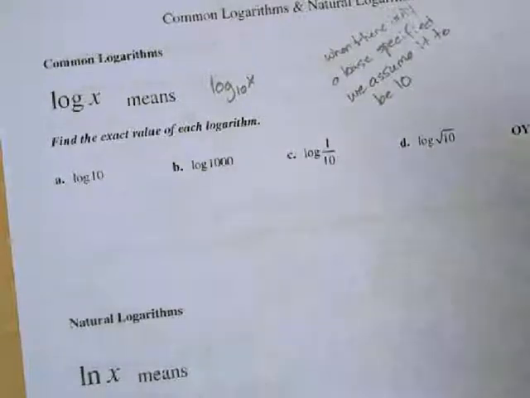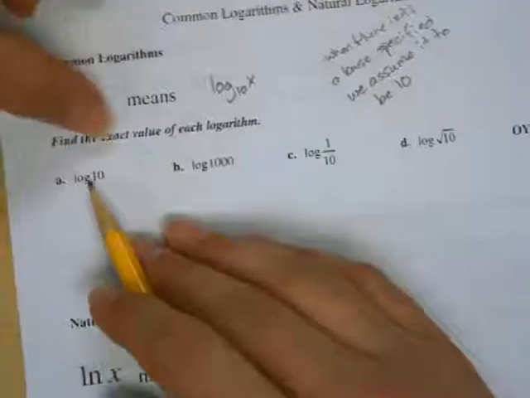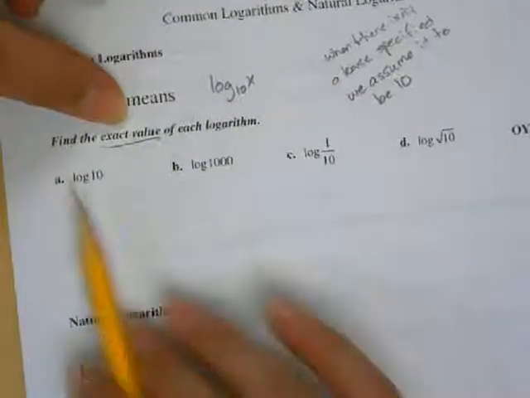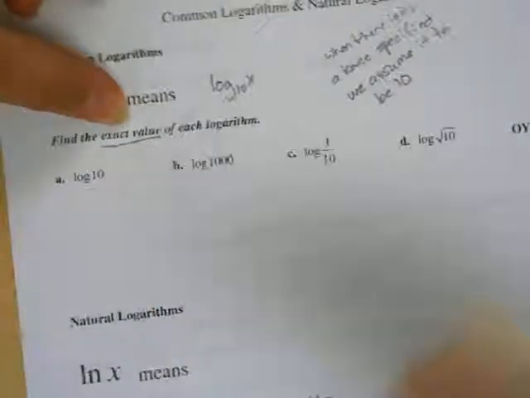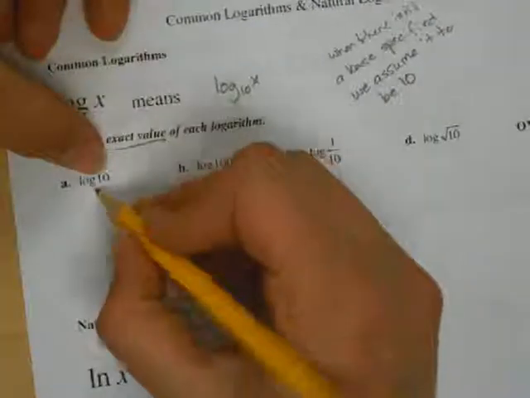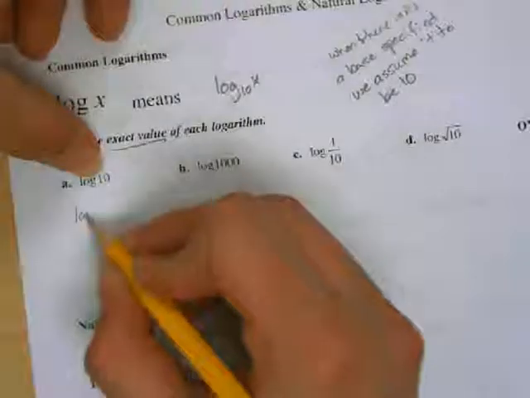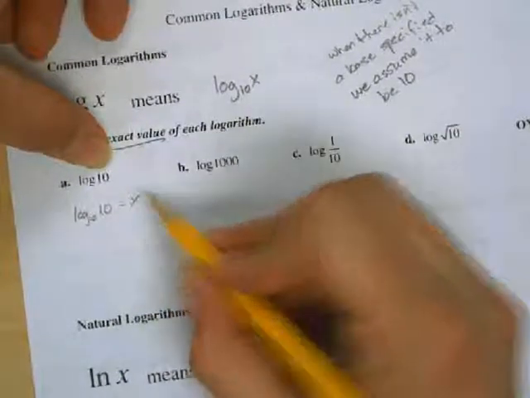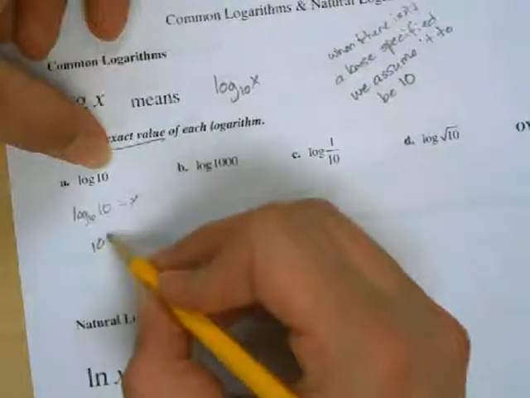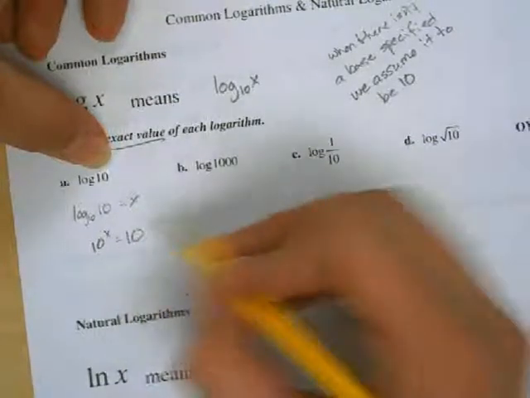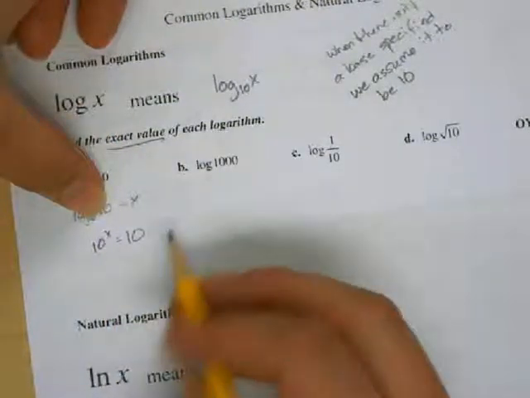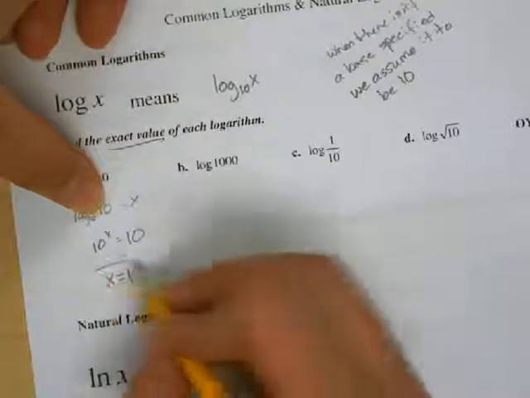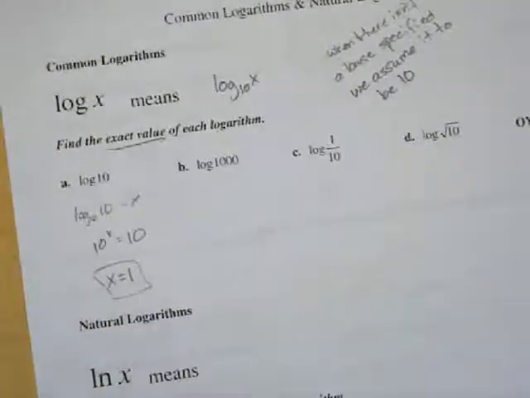So here, find the exact value of each logarithm. What is the log of 10? What are they asking me for? Well, they're saying log base 10 of 10. We can set it equal to x, because that's what we're trying to figure out. So I can convert that: 10 to the x power is equal to 10. 10 to what power gives me 10? Well, x has to be 1. This whole thing is non-calculator, so it's all mental math, but it's going to be 1.